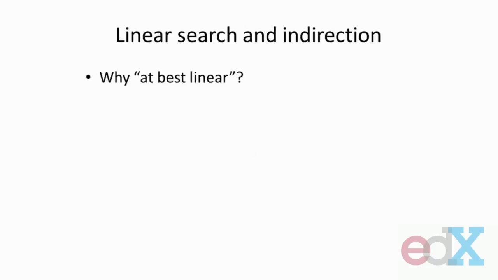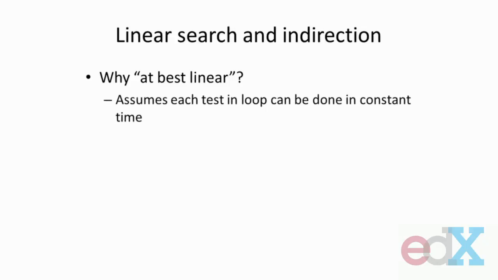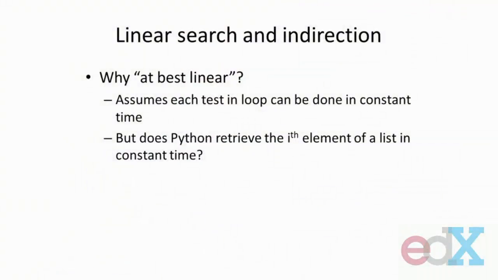Well, in fact, I'm making an assumption. And the assumption is that each test in that loop can be done in constant time. Wait a minute. We already said we're going to make assumptions about operations inside of the machine being constant. But notice here, I'm making a specific assumption, which is that the test is to go to the ith element of the list, extract it, and then do the comparison. Comparison is certainly constant in time. But is it really the case that I could get to the ith element of a list in constant time? Does Python retrieve elements of the list in constant time? Well, let's look at that.